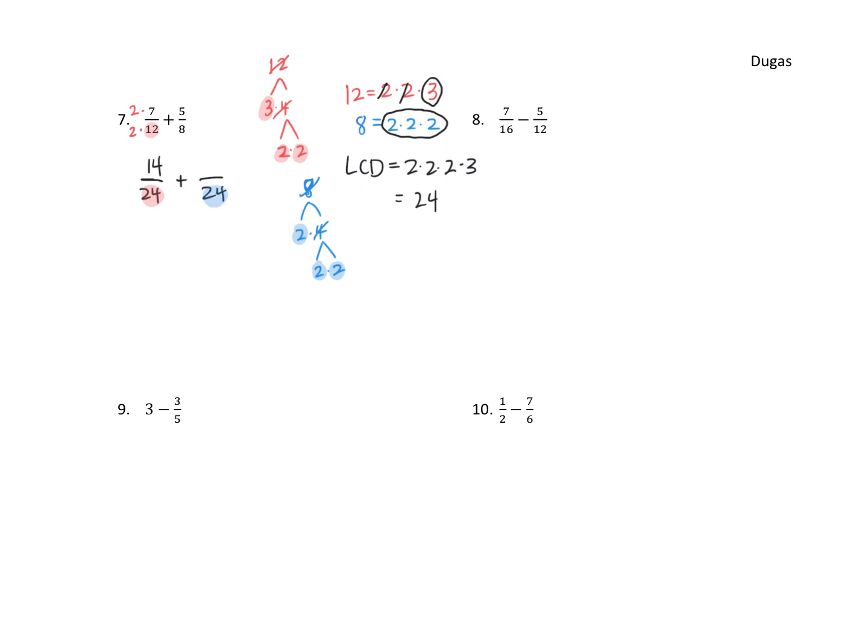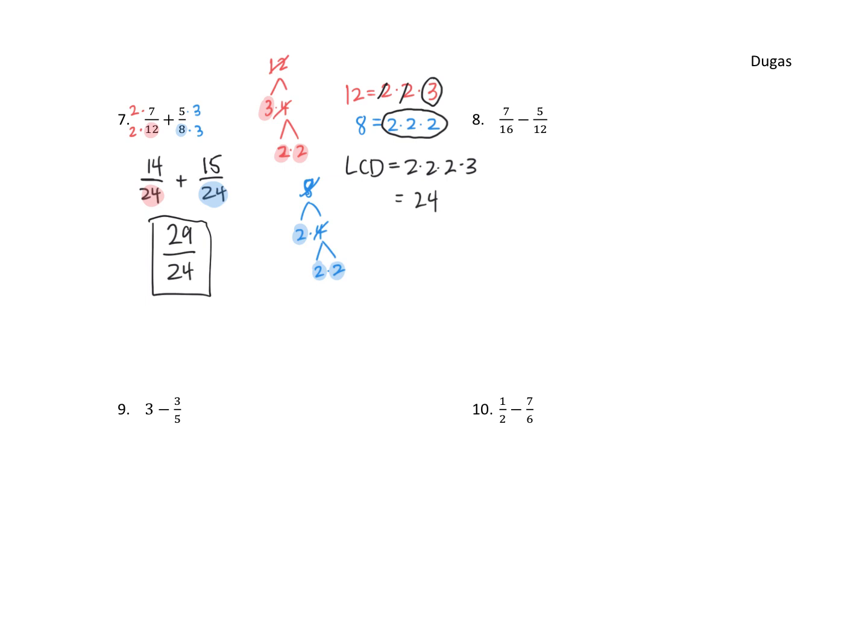We want it to be 24. We have 8. 24 divided by 8 is 3. So we're going to scale up the second fraction by 3 over 3. 5 times 3 is 15. So our equivalent fraction for the second fraction is 15 over 24. We have a common denominator, so we can now add. So 29 over 24. Those don't have any common factors, so that would be it.